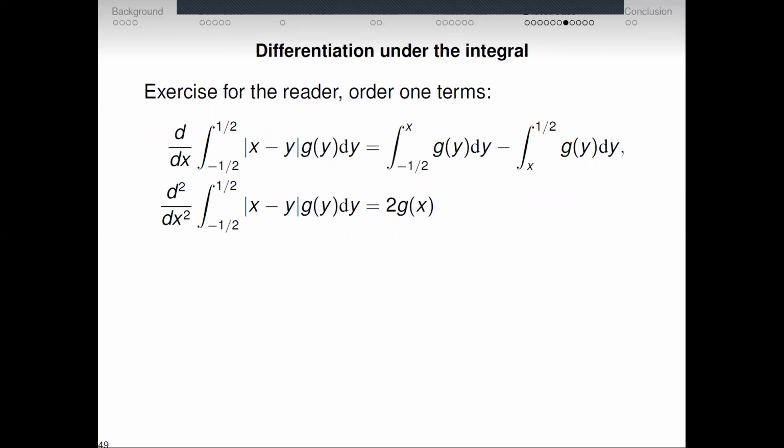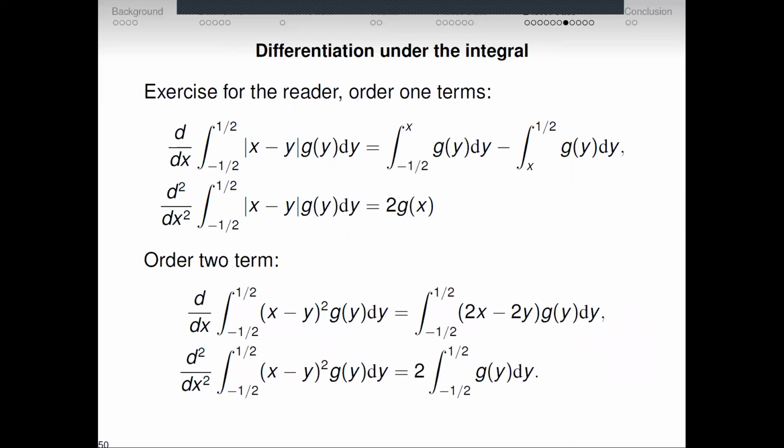So let's see what happens when you differentiate under the integral sign. For the order 1 terms, differentiating twice, you get 2g. When you differentiate twice for the second order terms, again you get 2 times the integral of g, but there's no x dependence. So when you differentiate 3 times, it just vanishes.